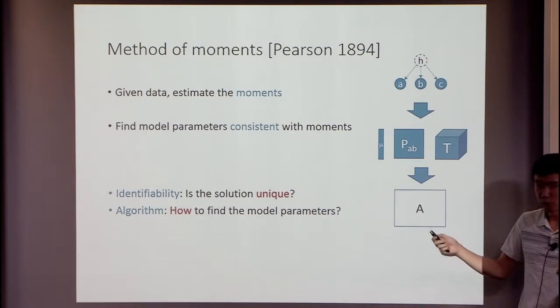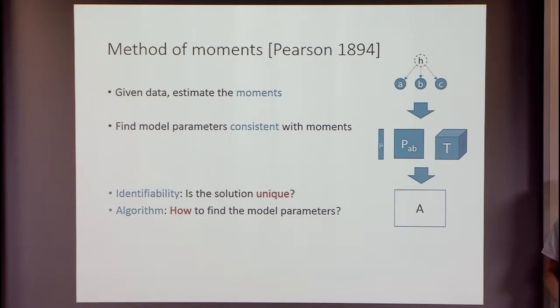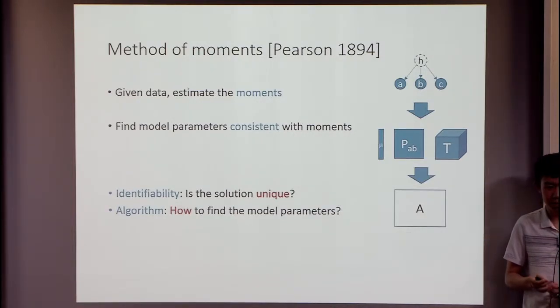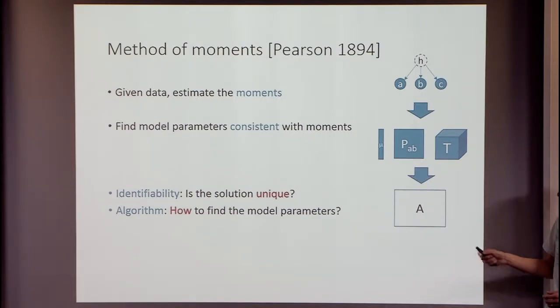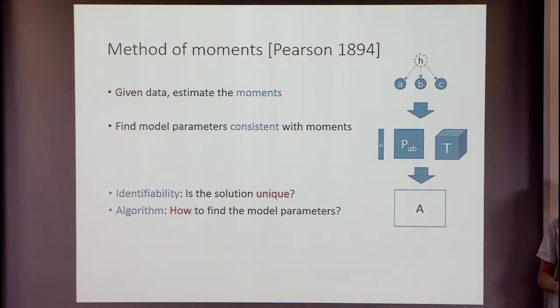And then suppose the solution is unique. The next question we want to ask is algorithmic. How do we find the model parameters if the solution is unique? This could be really hard in general, because in general it's trying to solve some system of polynomial equations, and of course that is hard. But the hope here is these moments will have some very nice structures, and we can use that to design efficient algorithms.